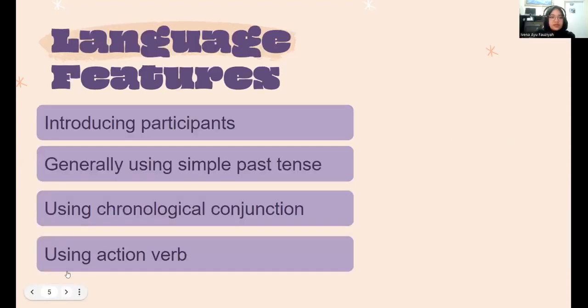Okay, great job. And then for the linguistic features, there are four. Introducing the participant, generally using simple past tense, using chronological conjunction, and using action verb. Introducing the participant, like who are in the events, and then generally using simple past tense. Do you know what is the mark of simple past tense? Anyone of you who knows it?